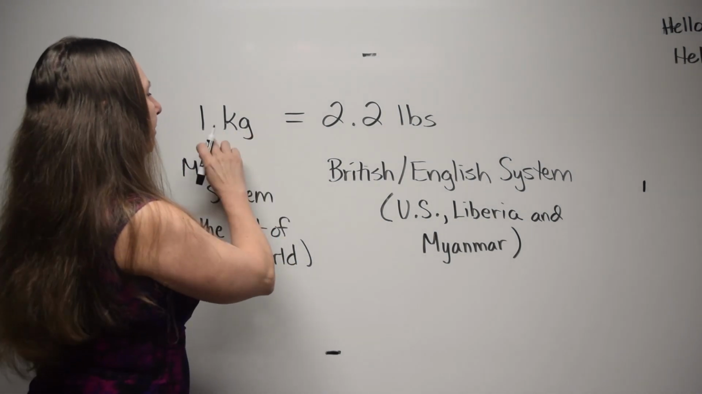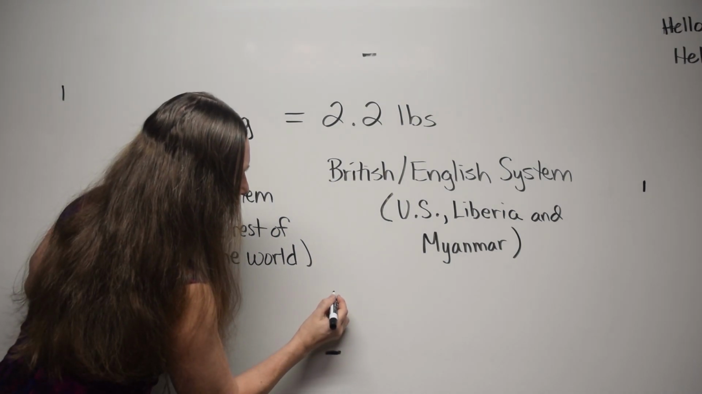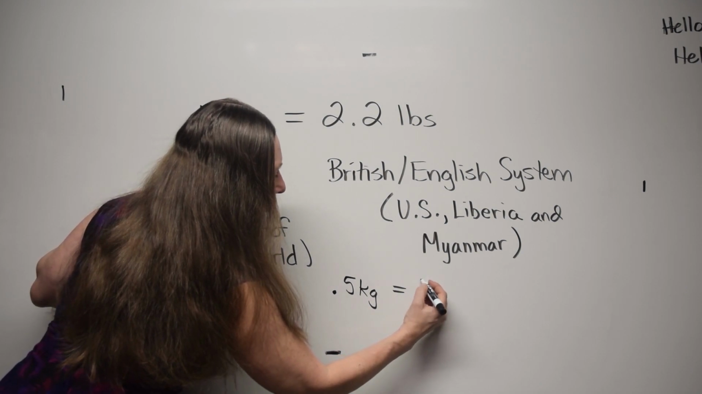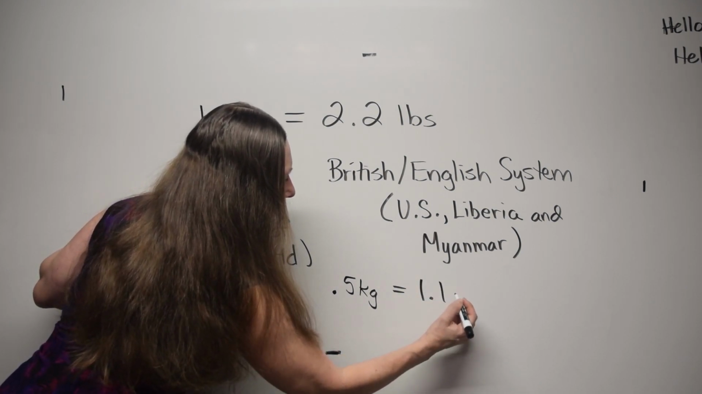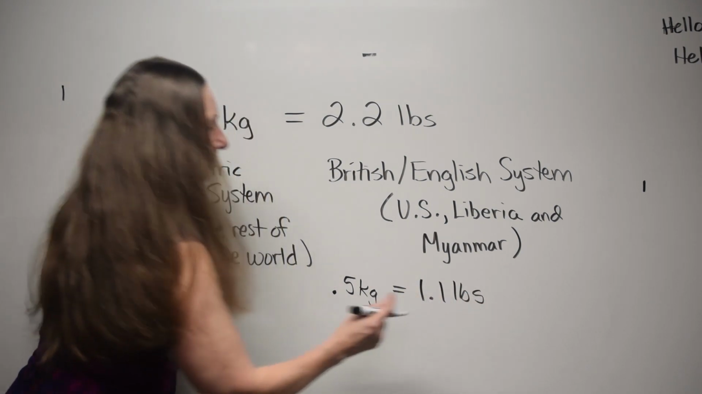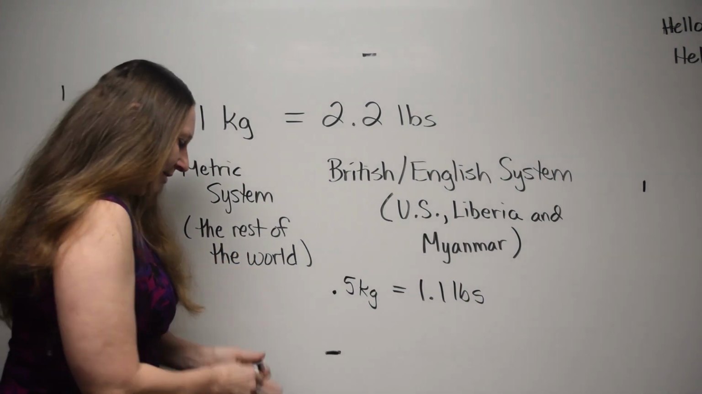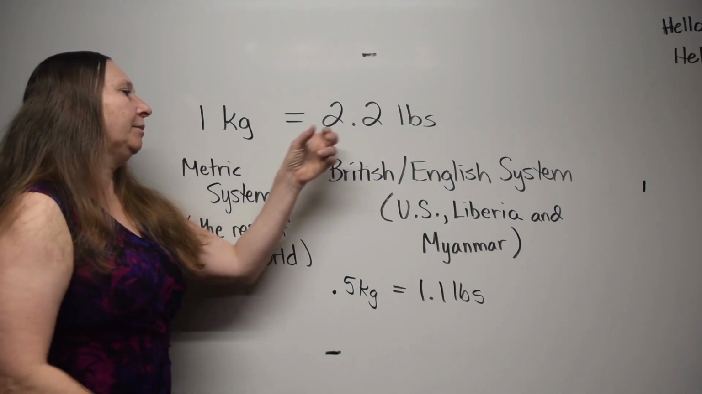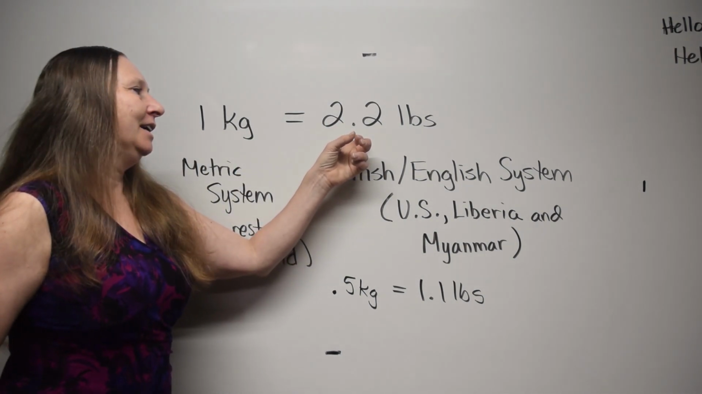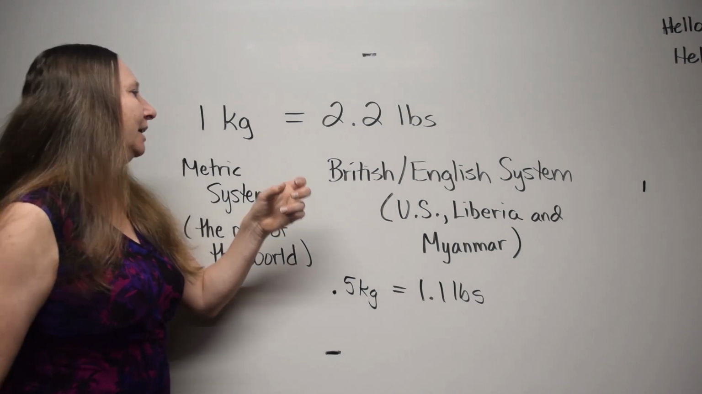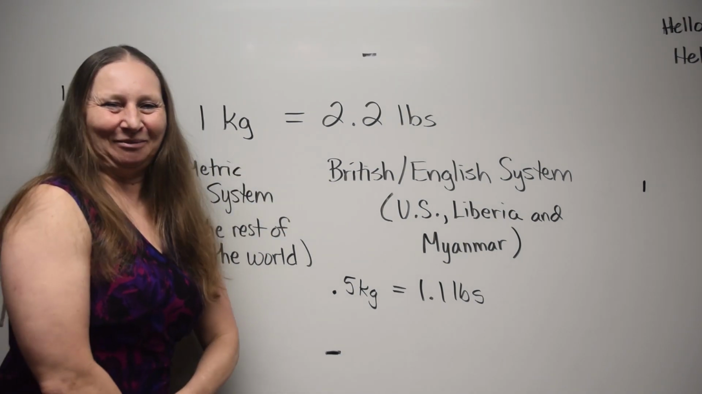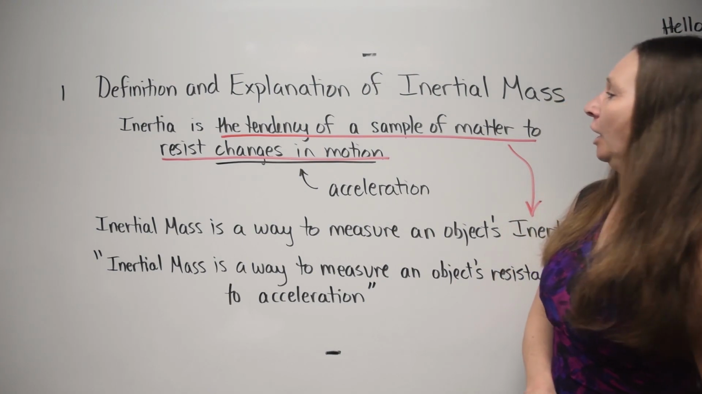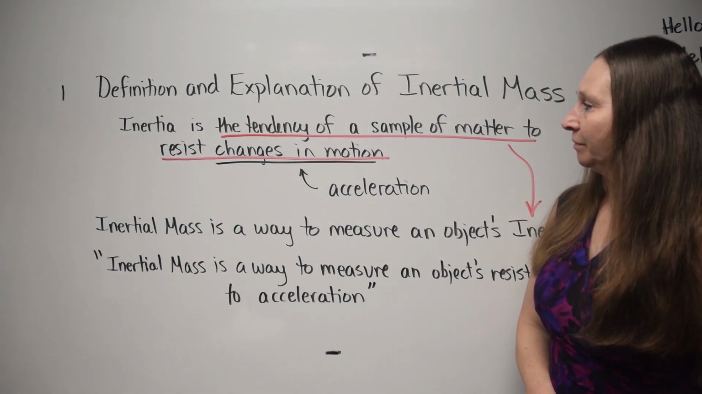So if you want a pound of something, you ask for about half a kilogram. If we divide both of these by 2, we find that a half kilogram is going to be about 1.1 pounds. So just remember that a kilogram is 2.2 pounds, and if you want a pound of something, ask for half a kilogram.